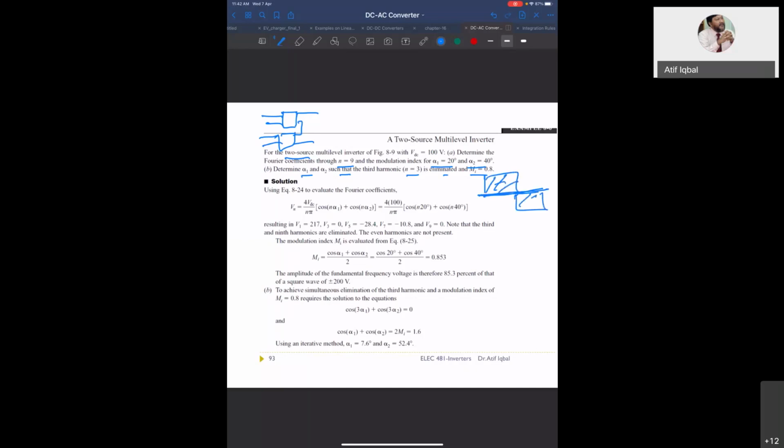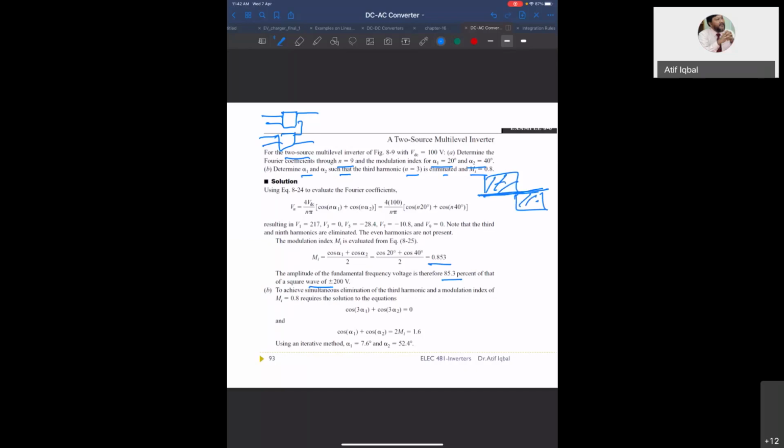If they are the same, then there isn't any. Now, modulation index is calculated by using this formula. So the amplitude of the fundamental frequency voltage is therefore 85.3% of the square wave of plus minus 200 volt. So the DC link voltage is 100 volt. Correspondingly, we found what the different harmonic components are.